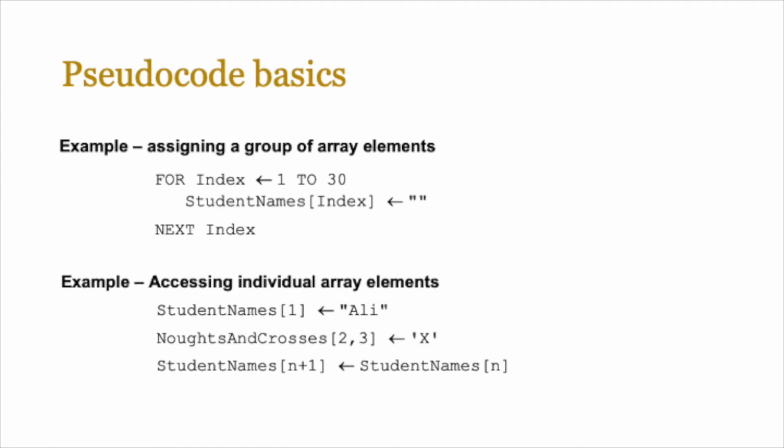Now, how do you assign or access the individual array elements? This is again pretty straightforward. You take the student names, in square brackets, you put the index location where you want to store a new value. And in this case, that value is assigned in a name called Ali. So in student names, the first index, Ali is assigned. And you could also do that for two-dimensional arrays like noughts and crosses. 2, 3 means that in that particular location, store an X if you know your noughts and crosses or tic-tac-toe type games. And you can also use in square brackets increments or counters.